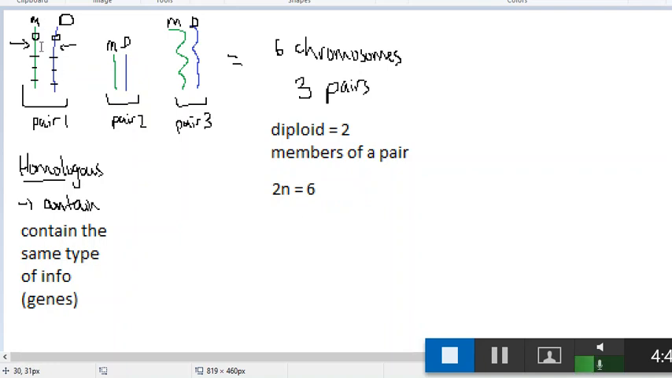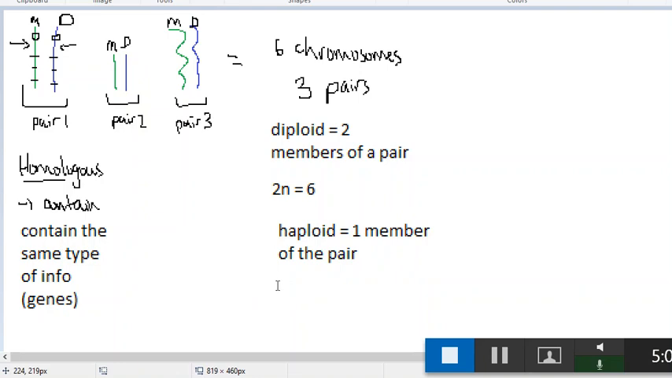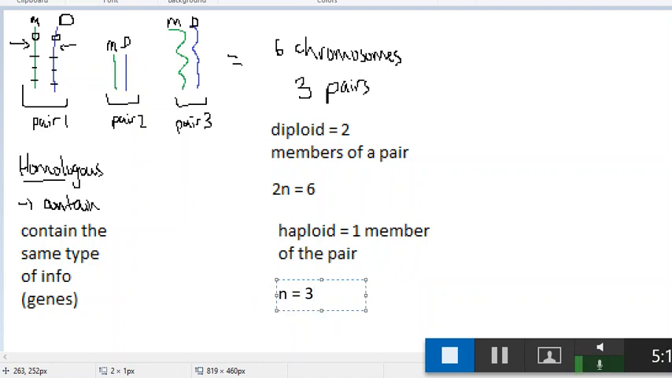All right, if we only had 1 chromosome in the pair, we would say that that is haploid. So haploid means that you only have 1 member of the pair. And mathematically, we would say instead of 2n, we would just divide everything in half because you have half the number of chromosomes now. So we would just say n equals 3. All right. And we'll work on that more.